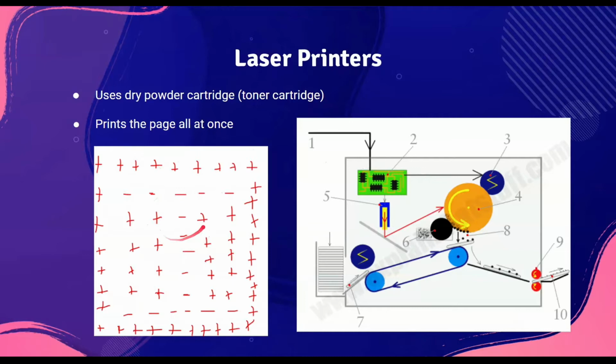Like if you take this as an example, you can consider this whole thing as a drum, and what we are going to print on this is an eye image. So what happens is the laser draws an eye image on the drum. The area where the laser light touches will become negatively charged.